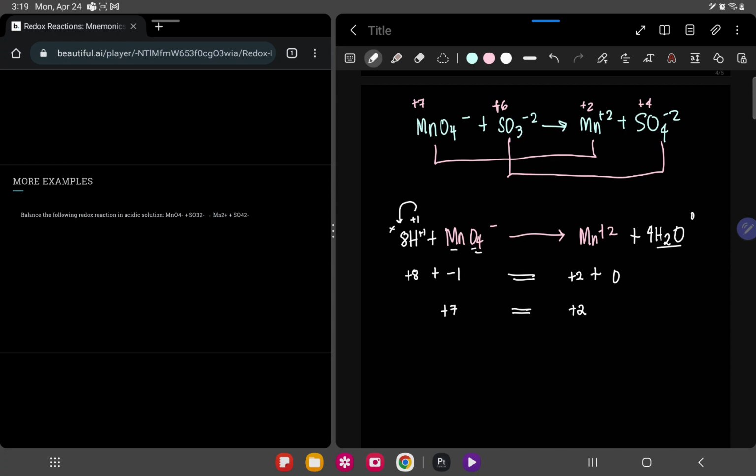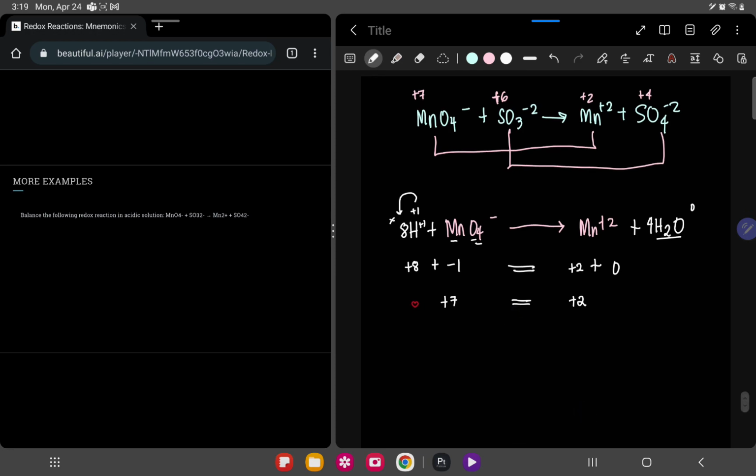Remember, to make the electrons balance, we have to add electrons. The difference of positive 7 and positive 2 is 5. So we have to add 5 electrons. If you're going to ask which side you would add 5 electrons to, of course we would add it to the highest number. So for this one, we have 5 electrons.